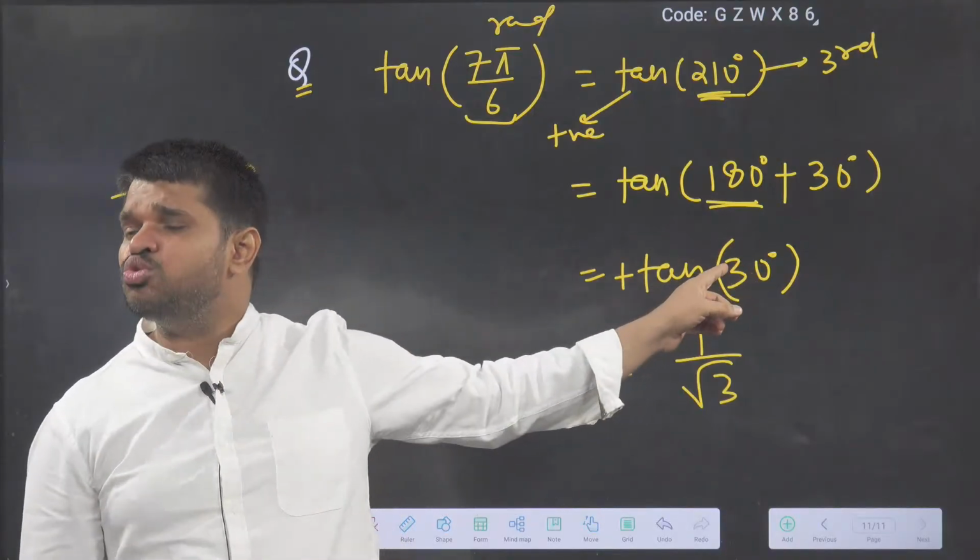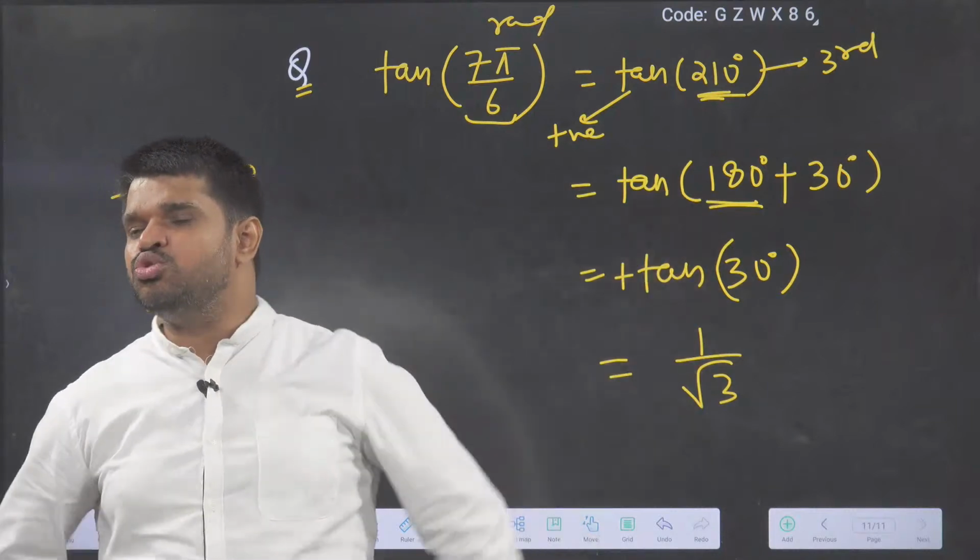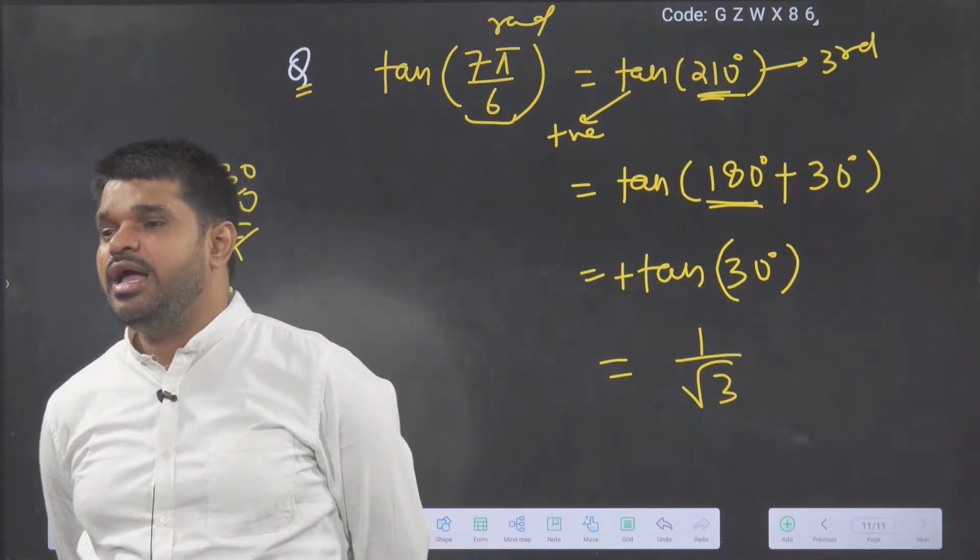You can write it as 270 minus 60, you will get the same thing.